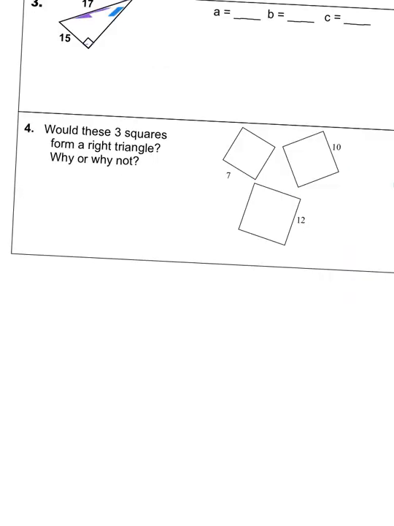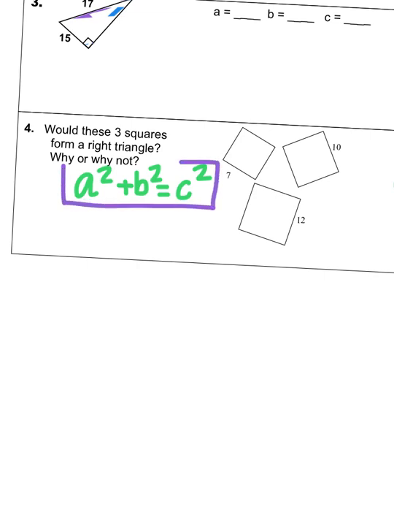4. Would these 3 squares form a right triangle? Why or why not? Well, when we're given squares and we're talking about right triangles, we only know about one relationship. This relationship is the Pythagorean theorem. We know that A squared plus B squared is equal to C squared. What we know is if these 3 squares form a right triangle, they will have this relationship. If they do not meet this relationship, they will not form a right triangle.